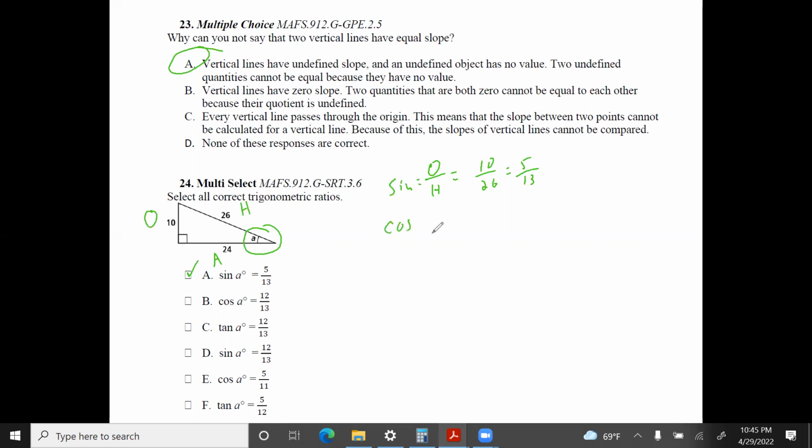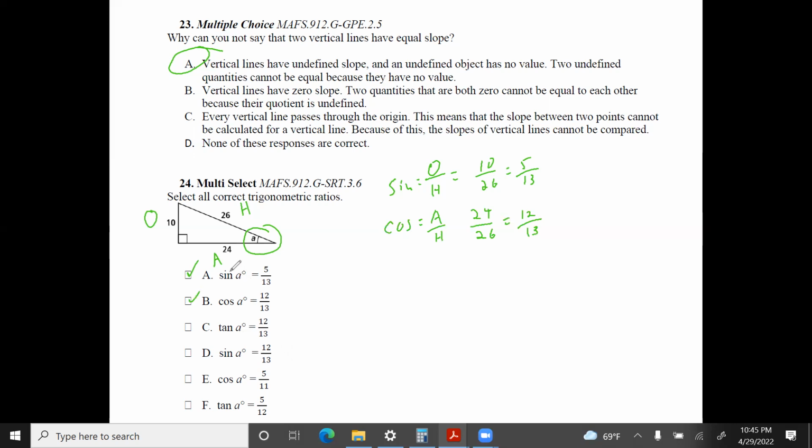Now we're going to do cosine, which is adjacent over hypotenuse. Adjacent is 24. Hypotenuse is still 26. Now that is 12 over 13. 12 over 13 is the same as option B.